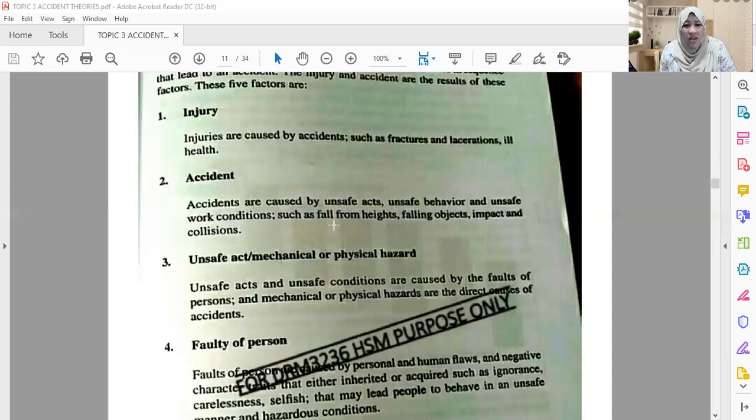But this one in here they give an example like fall from heights. Okay, for example in the construction site you have to work on a very high building. Okay, high building, high conditions, and then the falling objects.